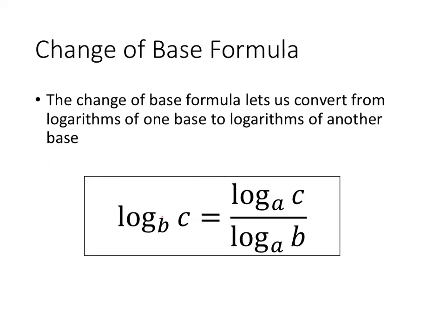The base of the logarithm on the left-hand side is on the bottom of the fraction on the right-hand side, and the value inside the logarithm on the left-hand side is on the top of the fraction on the right-hand side. And then the base a on the right-hand side can actually be whatever value we want. Typical choices for a are the number 10, just because we have a log base 10 button on our calculator, or we can use that fancy number e, because the log base e is the natural logarithm, and we also have a button for that on our calculator.